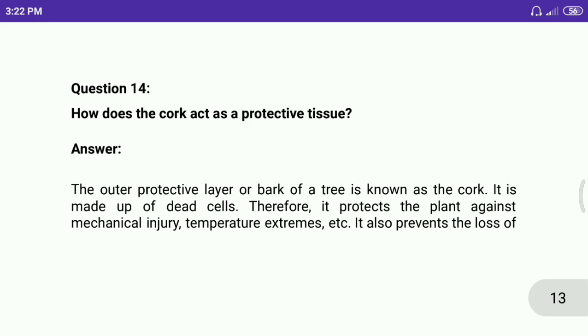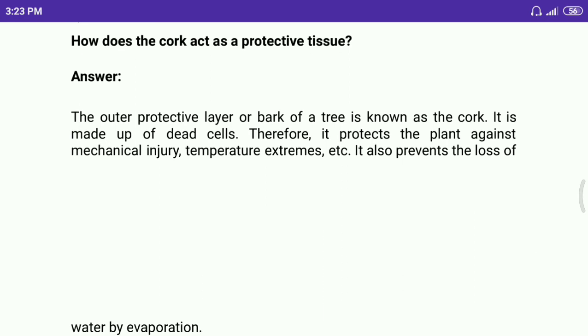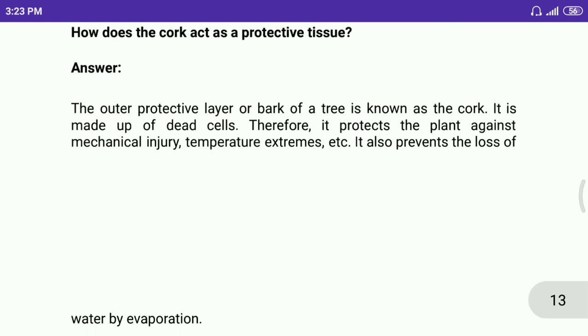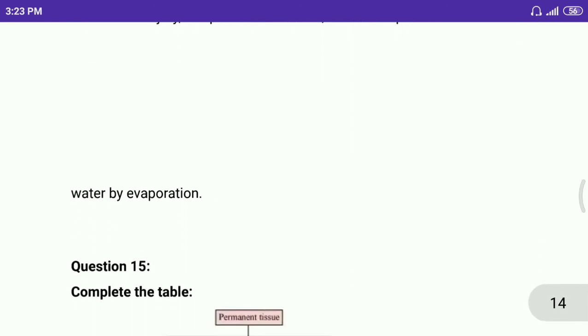14th question. How does the cork act as a protective tissue? Answer. The outermost protective layer of the bark of a tree is known as cork. It is made up of dead cells, therefore it protects the plant against mechanical injury, temperature extremes, etc. It also prevents the loss of water by evaporation.